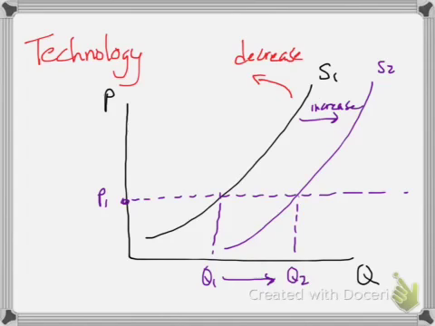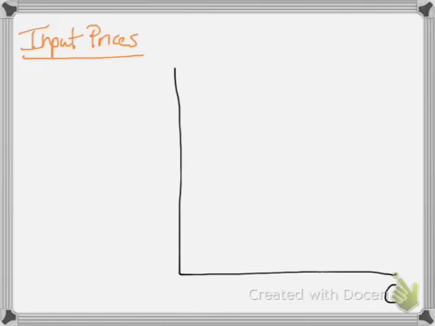And if the reverse occurred, sort of a bad thing, a decrease in technology because of some natural disaster or a plague or war, then a decrease in technology would shift the supply curve inward toward the origin, back to the left. What about input prices?